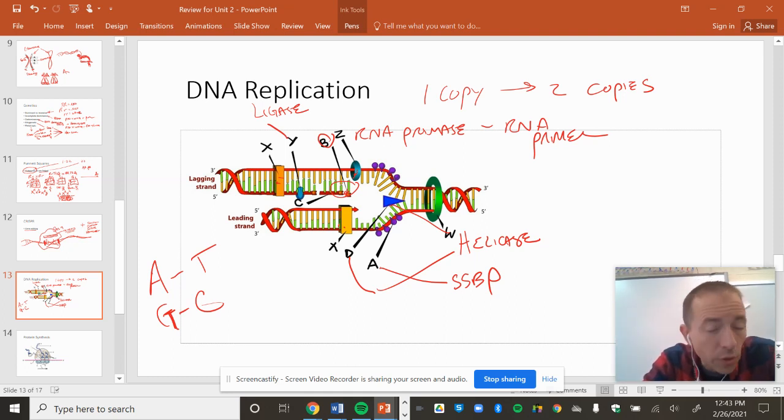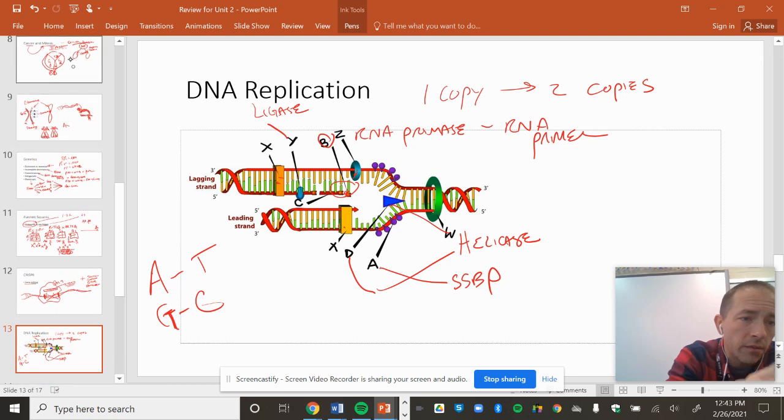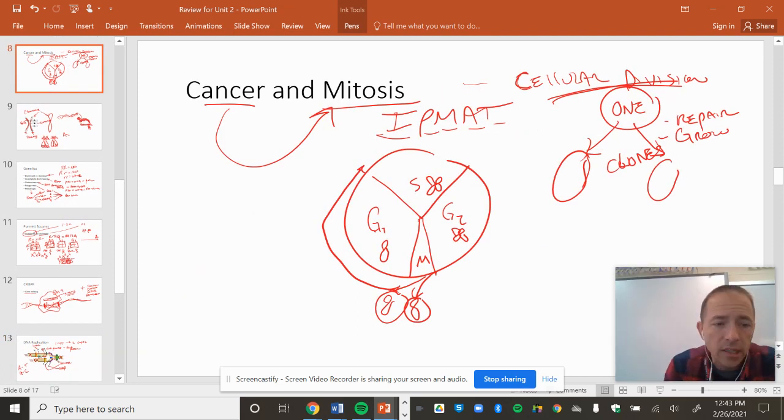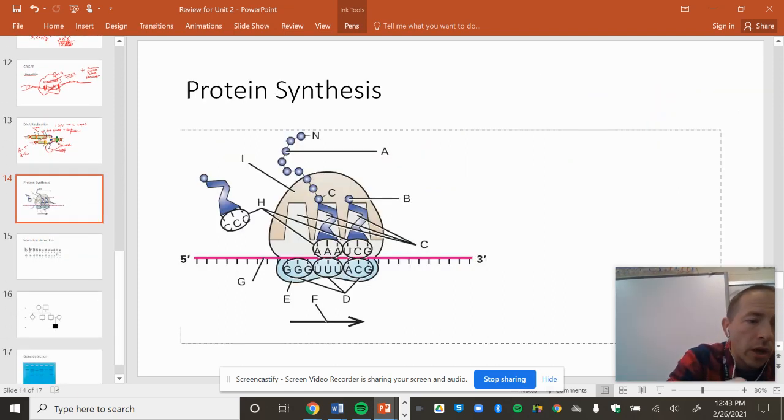So don't get this confused. This is us replicating the DNA. If we zoom back out, right, from the perspective of our cells, we're doing that in the S phase. For what purpose? To produce new cells. But then also we have to be able to understand that that's just replicating new DNA. It's not actually making you.